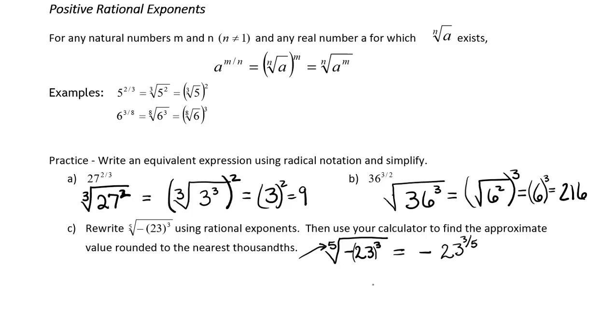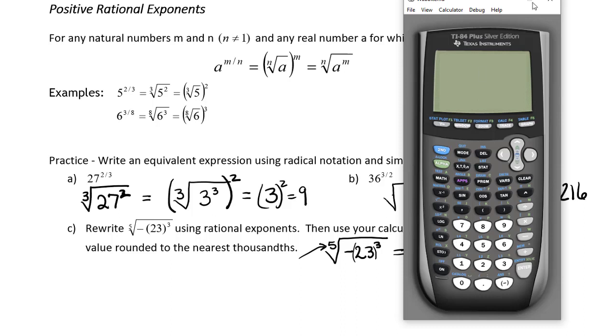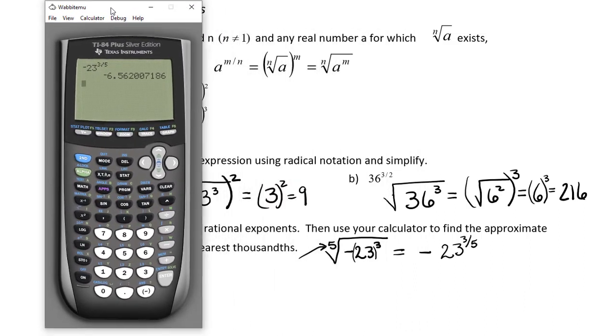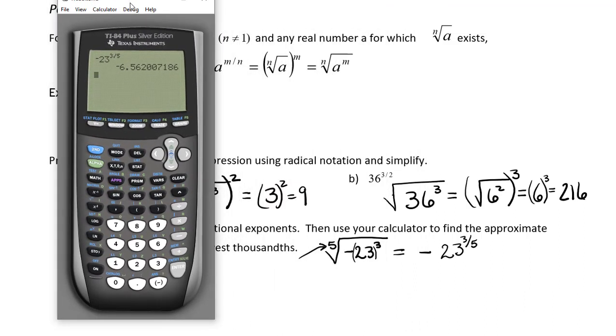If I put this in my calculator, I'll have negative 23 raised to the 3 divided by 5. And we get a negative number, and we're supposed to round to the nearest thousandth. So 3 decimal places. So it'll be negative 6.562.